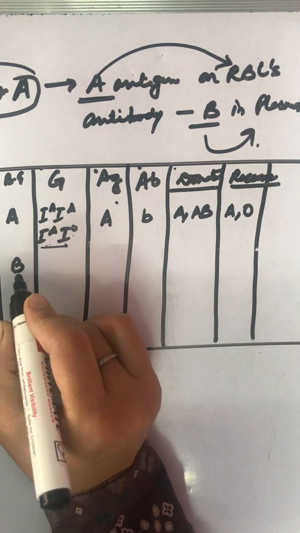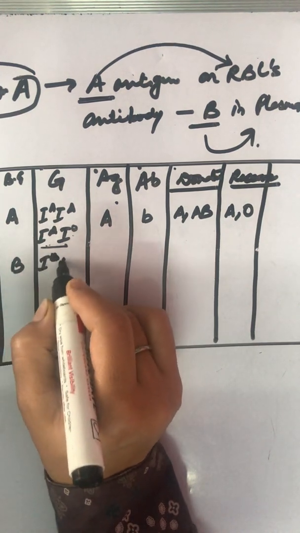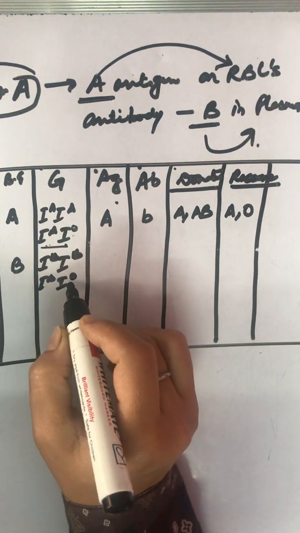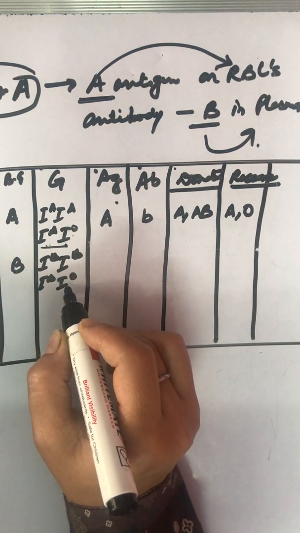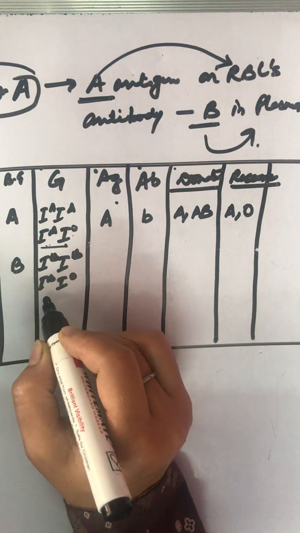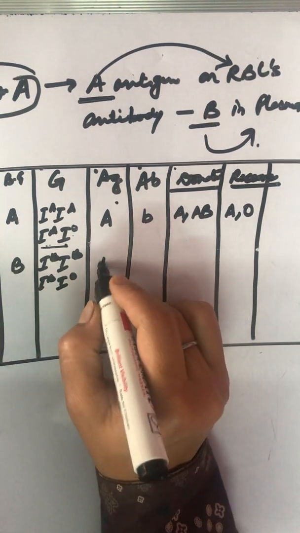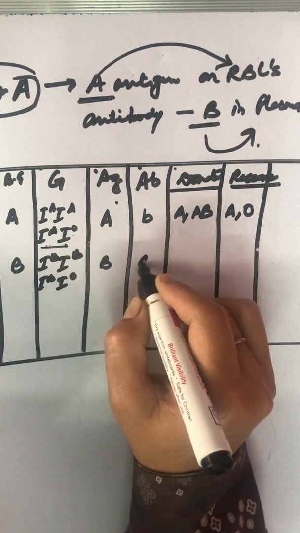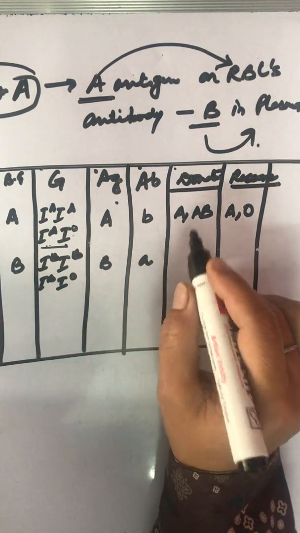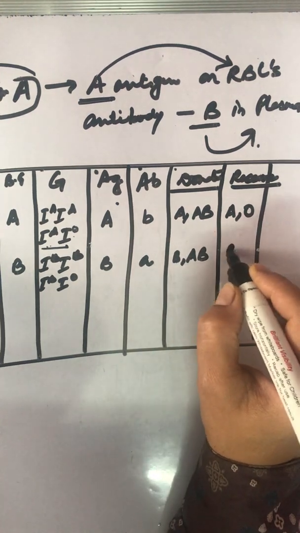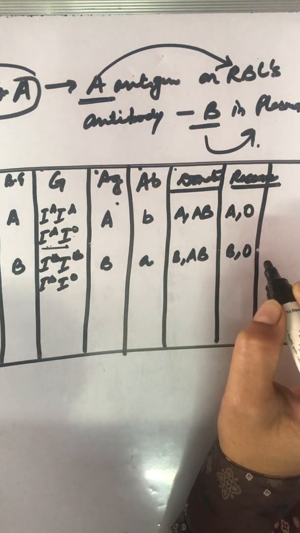Here, while making the flow chart, this genotype will be IB and IO. Again the same reason, IO does not carry any antigen, so it can reflect blood group B or antigen B. Antigen is B. Antibody is A. Can give blood to or can donate to B and AB. Can receive from B and O.